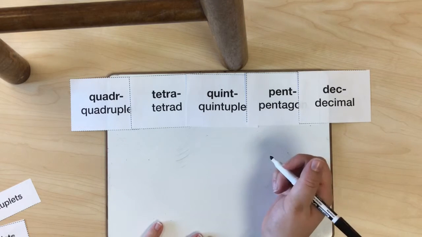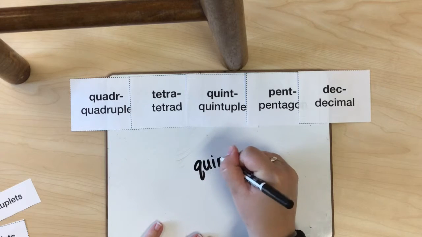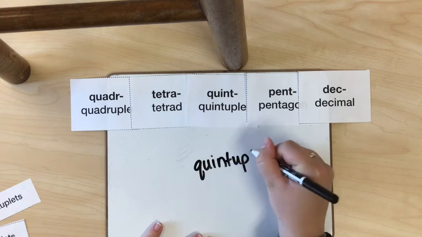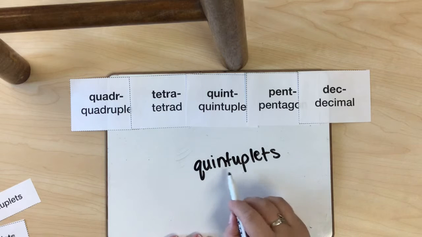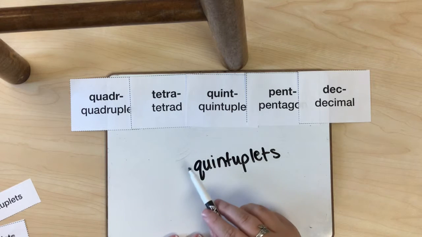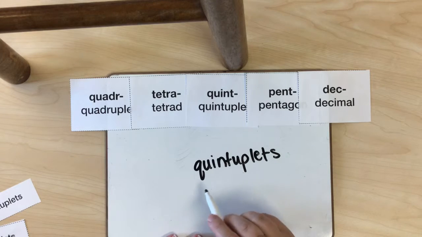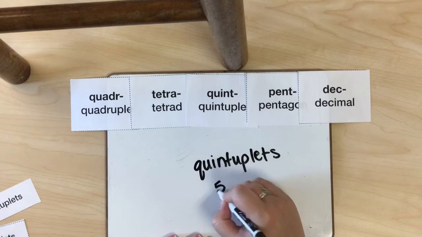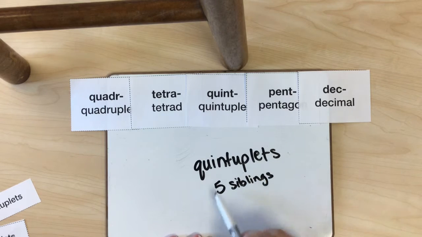And our last word we're going to talk about is quintuplets. Okay, so just like we talked about with the quadruplets, quintuplets is a way of saying that there's 5 siblings born on the same day, around the same time, who look exactly the same. So it's 5 instead of 4.